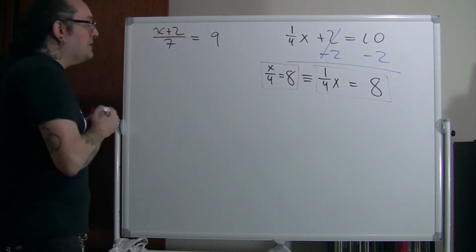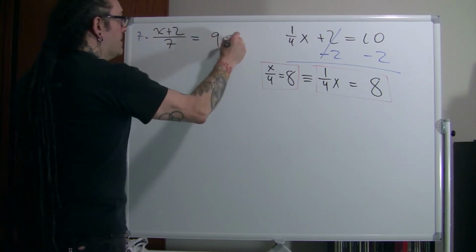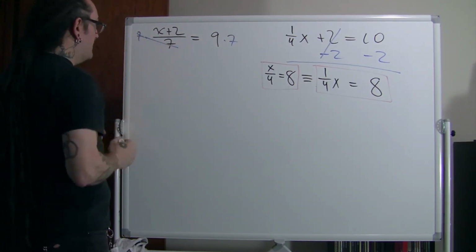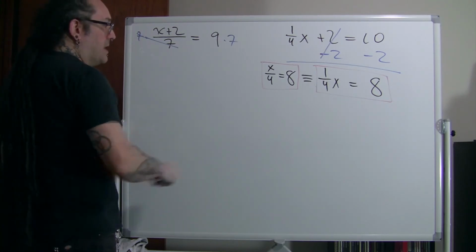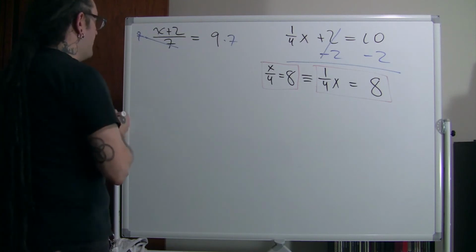So certainly the first thing that I would think of is multiplying both sides by 7. Right? And when I do that, the 7s cancel. And the denominator is gone, just like I did here. I multiply both sides by 4, boom, the 4 is out of there. Same thing.